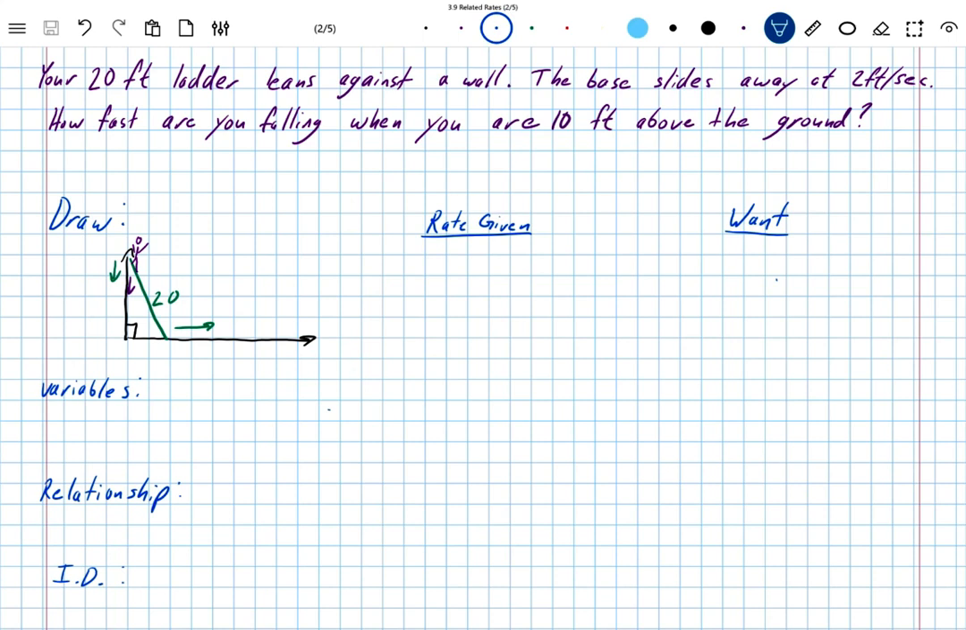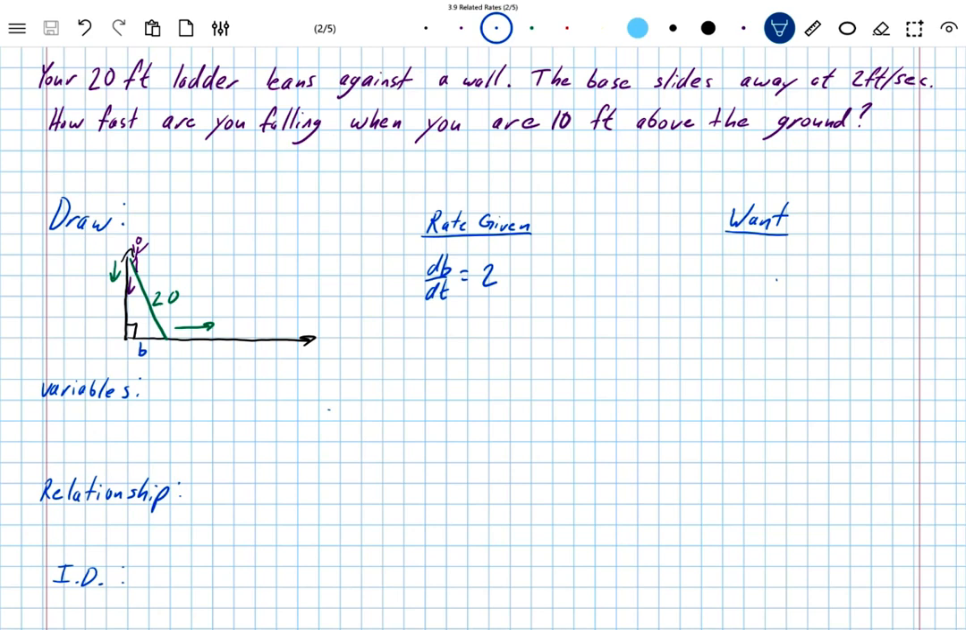So the base slides away at 2 feet per second. That's definitely a rate. So let's call this dB/dt equals 2. Well, if I'm going to call it dB/dt, then I'd better label this thing over here b. Notice also that b is getting bigger, so that should be a positive 2 and not a negative. Sometimes people will make sign errors.